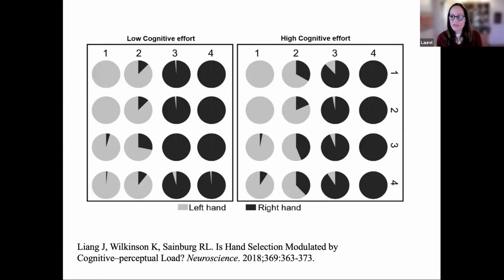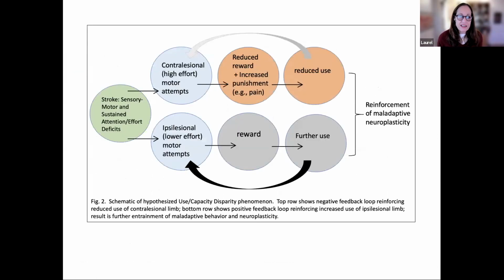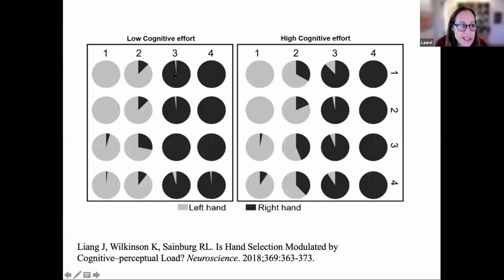So say all items of clothing, and subjects had to reach out, and this was done in a horizontal dimension, reach out to one of these targets, and which arm they used was measured. These are neurotypical controls. And what I want you to focus on is columns 2 and 3, which really show an interesting change in the low and the high effort condition.